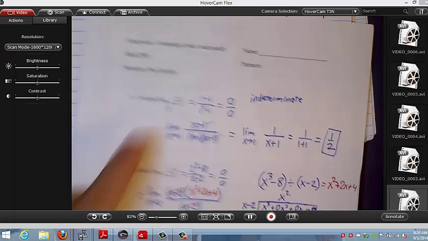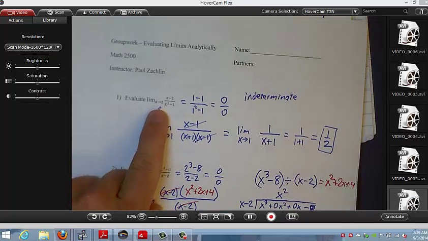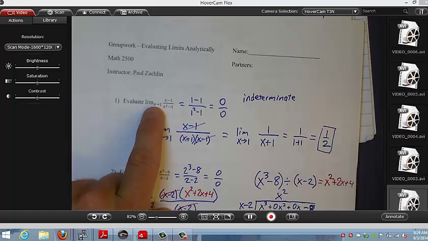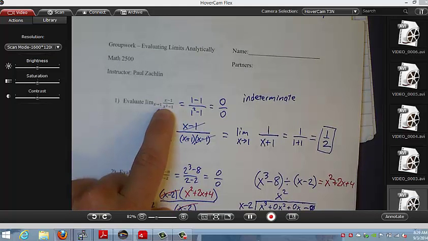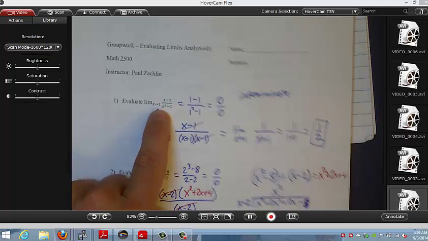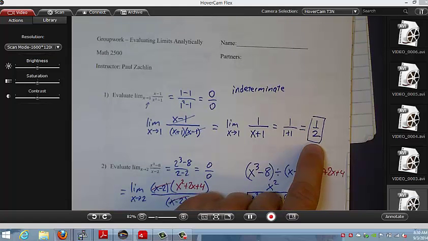What did we say about this problem 1? It's got to be 0. The limit as x approaches 1. Here's one that gave me 0 in the denominator too, right? It's 0. But I got a 0 in the numerator, so I got 1/2, right?